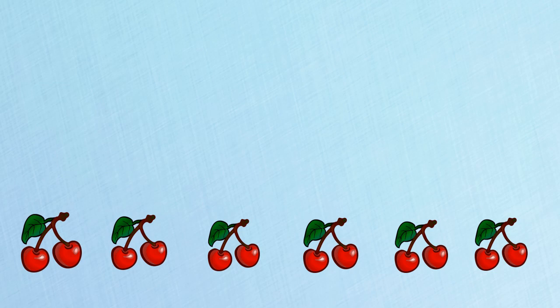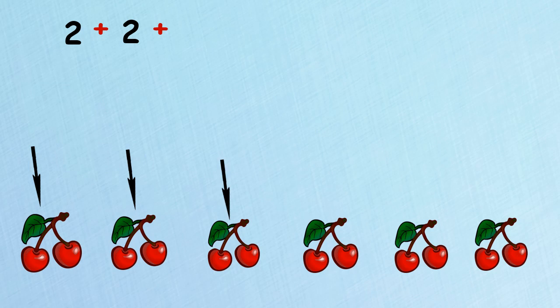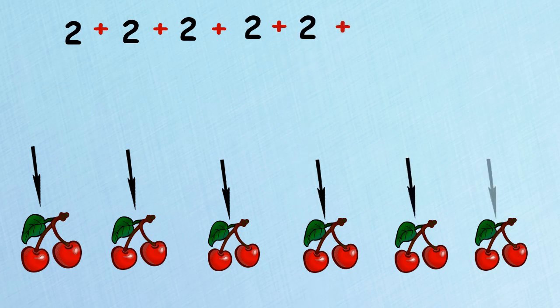Here we are going to add some cherries using repeated addition. So we have 2, add 2, add 2, add 2, add 2, add 2. And if you count it up, you are going to get 12.